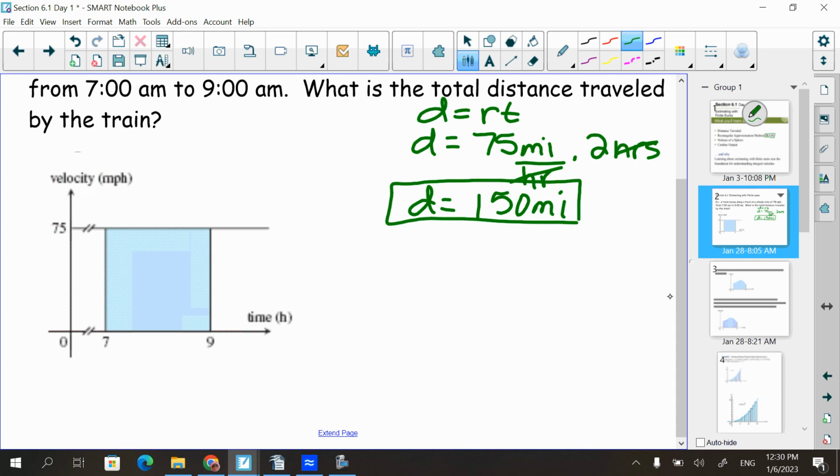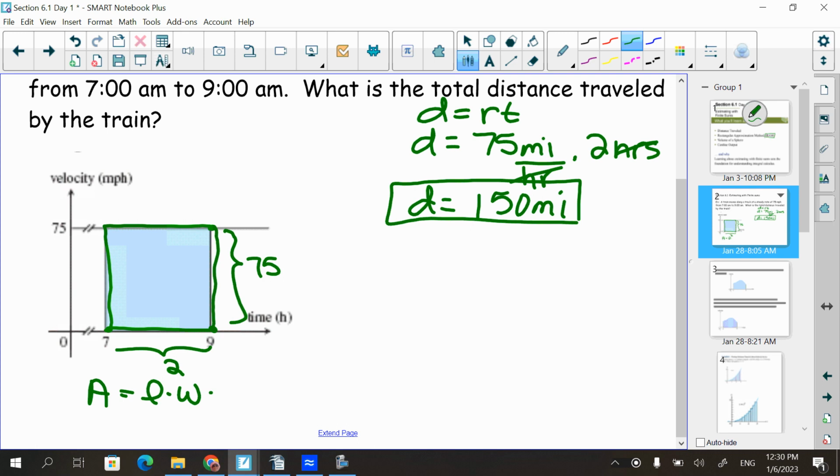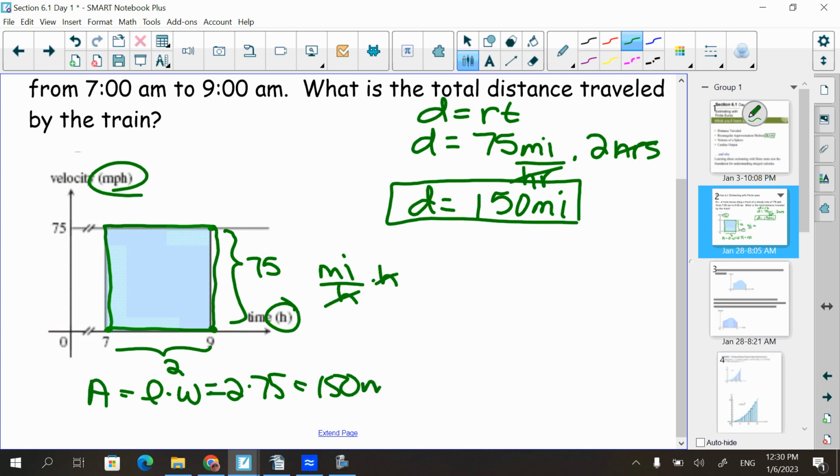And then down here I have the time from 7 a.m. to 9 a.m. So I have myself a rectangle right in here. This side of the rectangle is 2 units, and this side of the rectangle is 75 units. And to find the area of this rectangle, I take length times width, or 2 times 75, which is 150. You can take these two labels, miles per hour and hours, and multiply them, and it will give you the label for that.